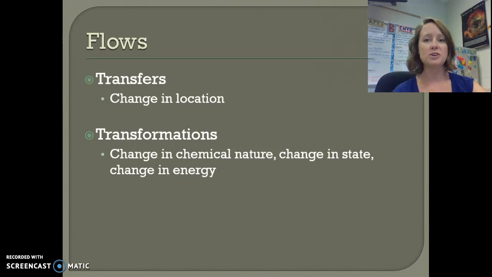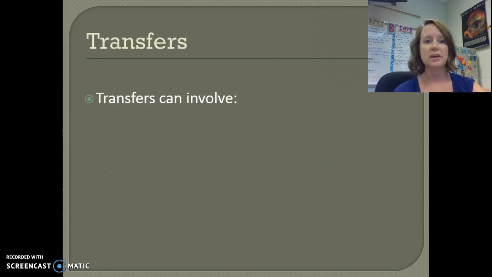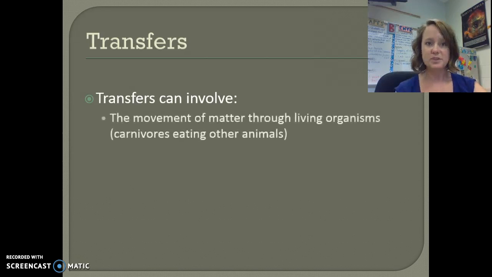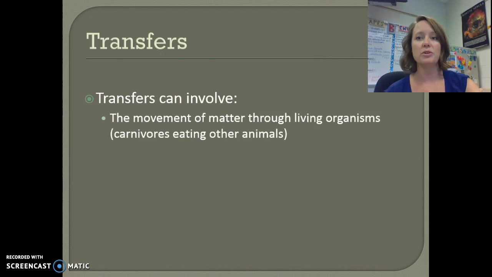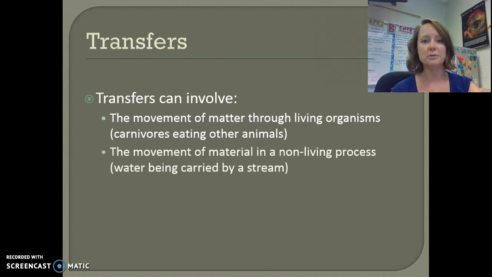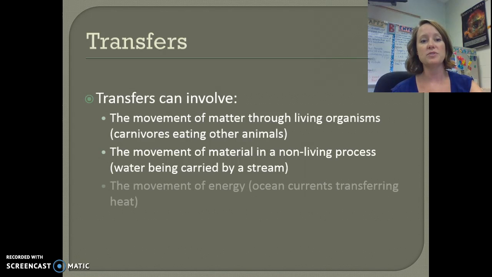Things can be transferred or transformed through a system. A transfer is simply a change in location, whereas a transformation is either a change in the chemical makeup, a change in state, or a change in energy. So looking at just transfers, one example would be the movement of matter through living organisms. So when a carnivore eats another animal, that matter is transferred from one body to another. It might be in a non-living process like the water cycle, water being carried by a stream from one location to another. As long as it's still liquid, it's a transfer.